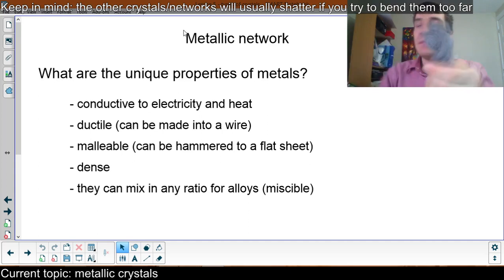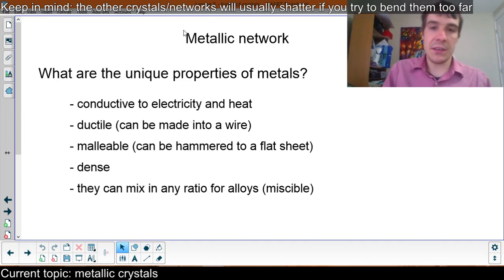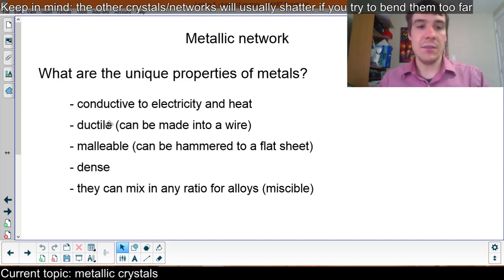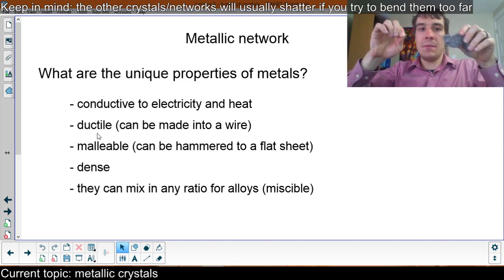Try doing that with a piece of glass or a sugar crystal, or a salt crystal or a rock, because a lot of rocks are ionic compounds. You're not going to see it. Also, metals are conductive to electricity and to heat, compared to glass and to sugar and so on and so forth. They're also ductile. They can be made into a wire. That's what ductile means.